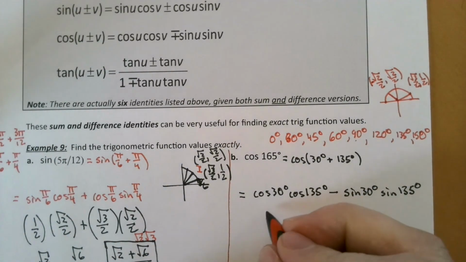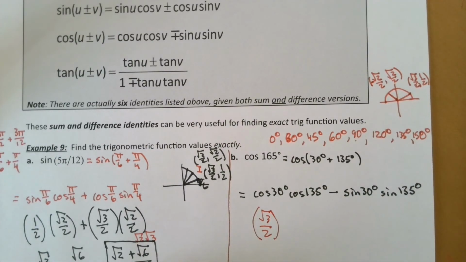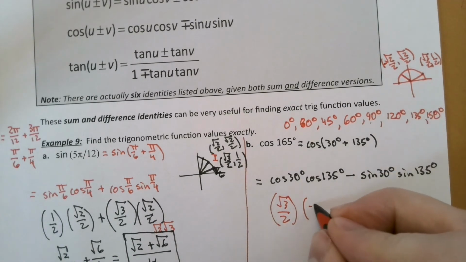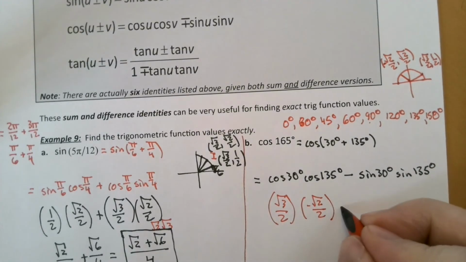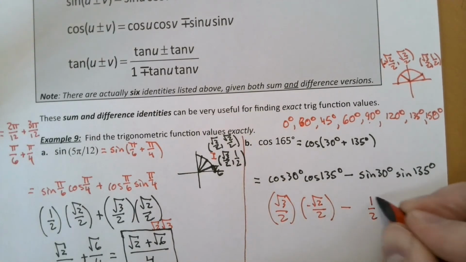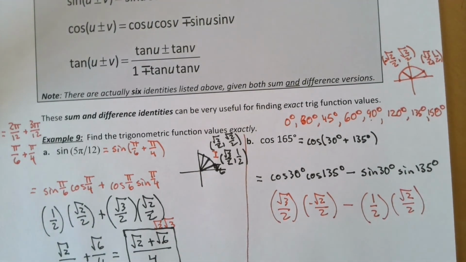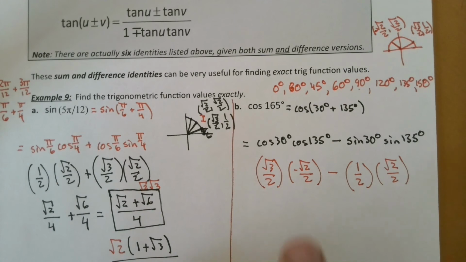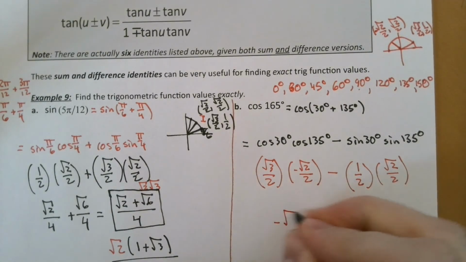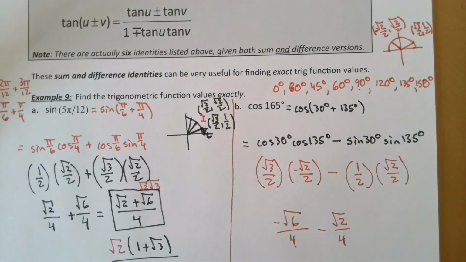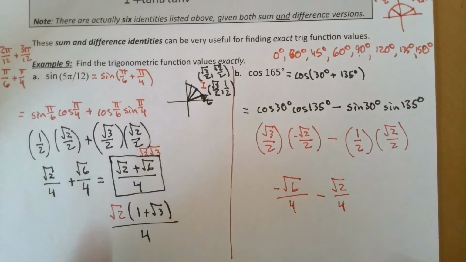So cosine of 30 is root 3 over 2. Cosine of 135. Cosine of 135 is square root of 2 over 2, but it's an x value, so this is negative root 2 over 2. And we're subtracting. Sine of 30 is that positive 1/2. Sine of 135 is the positive root 2 over 2 because it's the y values. All right, all we got to do is multiply through and then do a little bit of arithmetic or simplifying of this. So let's see, this piece becomes negative square root of 6 over 4 minus square root of 2 over 4. So, you know, that's very similar to this previous one. That could be our final answer there.